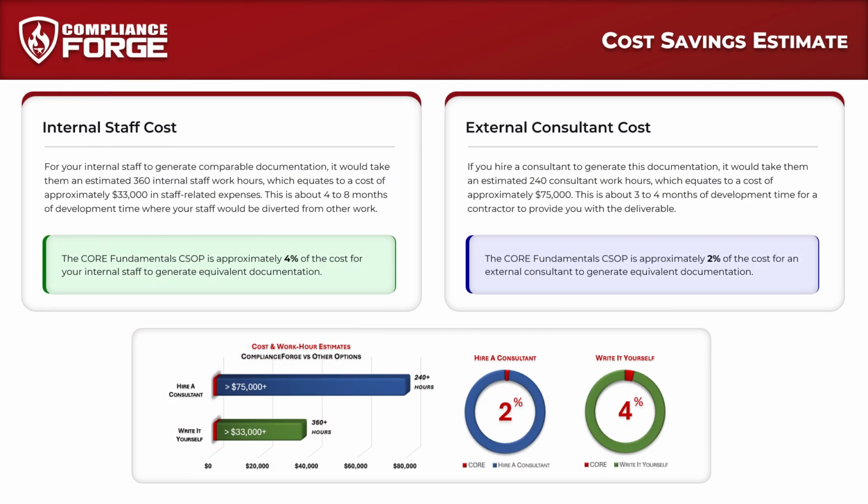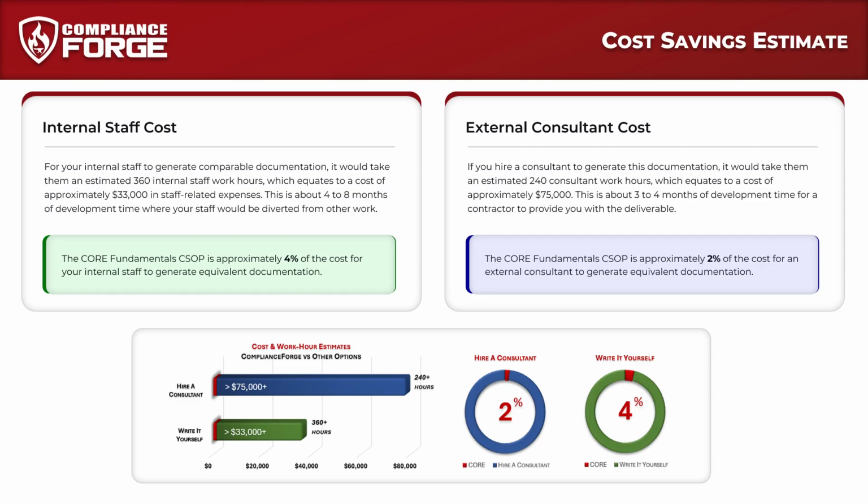Now compare that against the two alternatives for obtaining quality cybersecurity documentation. For your internal staff to generate comparable documentation, it would take them an estimated 360 internal staff work hours, which equates to a cost of approximately $33,000 in staff-related expenses. That is about 4 to 8 months of development time, where your staff would be diverted from other work.